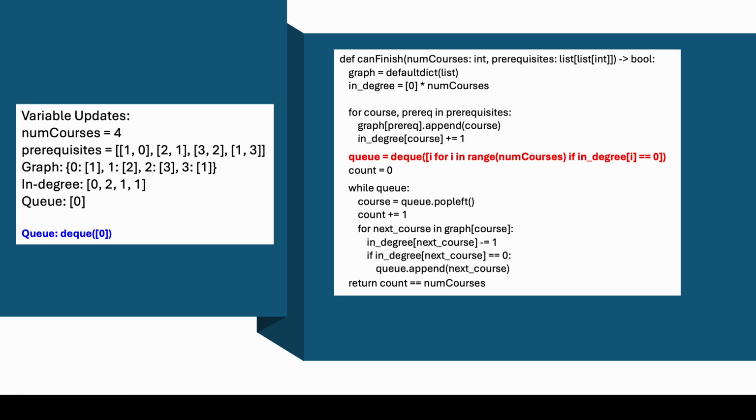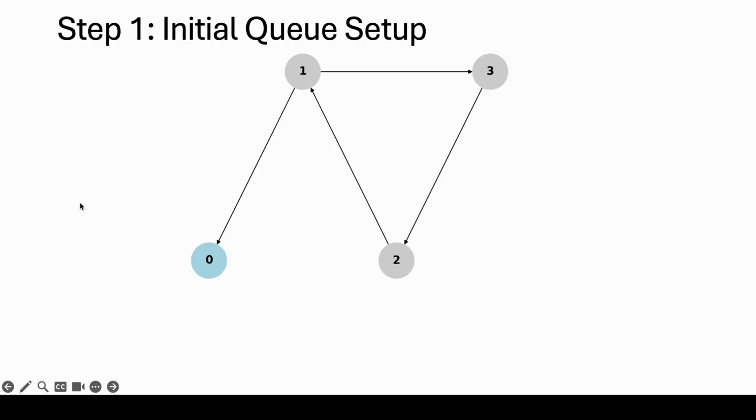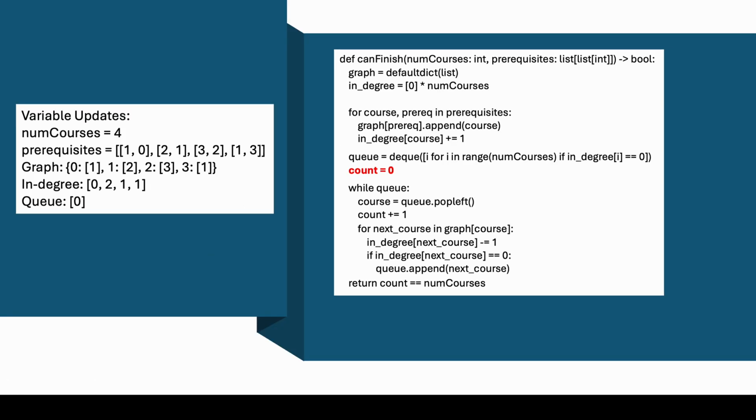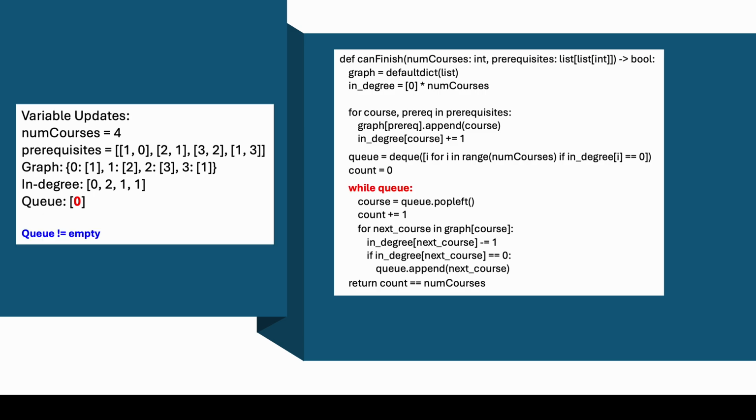And now we're going to look through the queue and find if there is any 0, as a way of saying any course that does not have a prerequisite. In this case, our first course here at index 0 has no prerequisite. So Q is going to have the value of 0. And this is a visual representation. We start off at 0, and we're going to initialize count to 0.